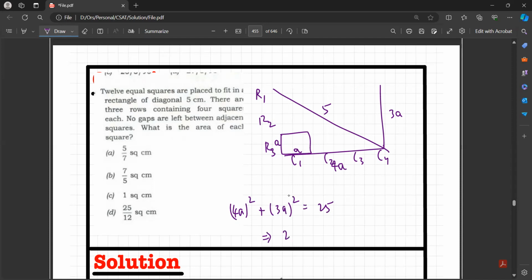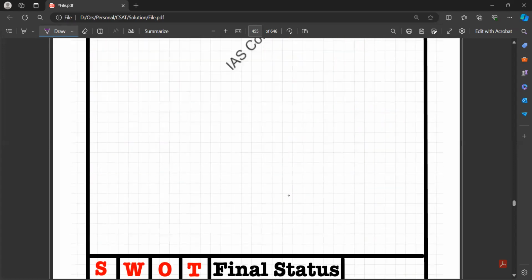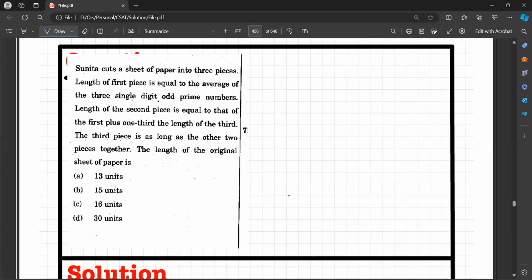Yes or no? This gives you 25. A square equals to 25. A square equals to 1. Now what is the area of each square? 1 square cm. Clear? Got it? Now you might be finding it a bit fast. Yes, it's okay, because I have told you that you have to solve it first and see this as a reference. If you see this without solving, then you might find bit fast, but it's okay. Got it? Coming to the next question.